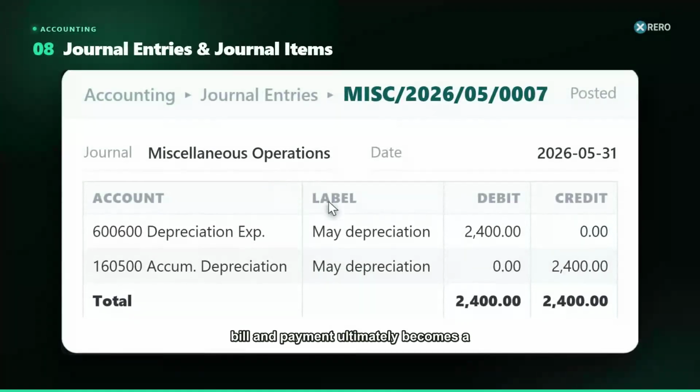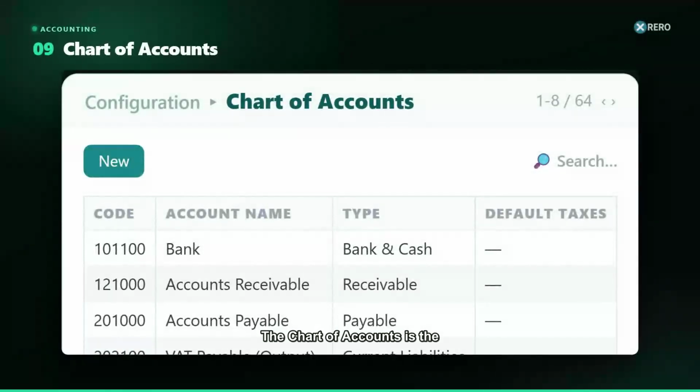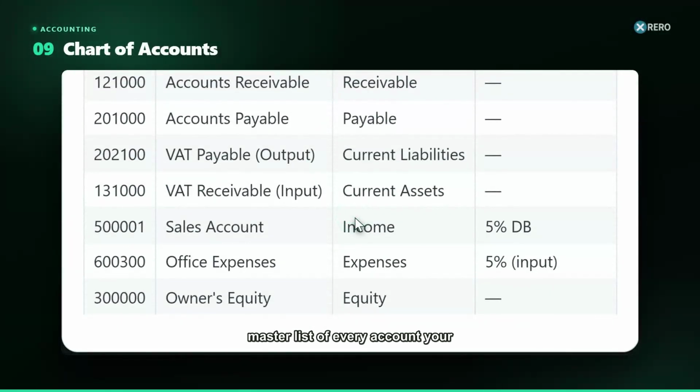Every invoice, bill, and payment ultimately becomes a journal entry, a balanced set of debits and credits in the general ledger. The chart of accounts is the master list of every account your books use: assets, liabilities, income, expenses, and equity.